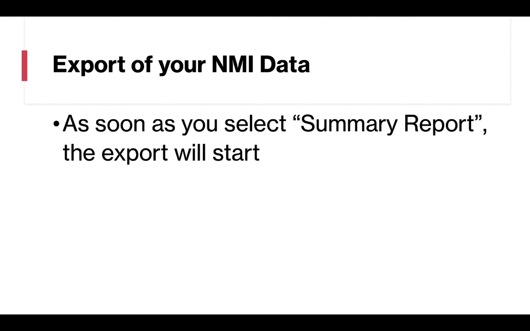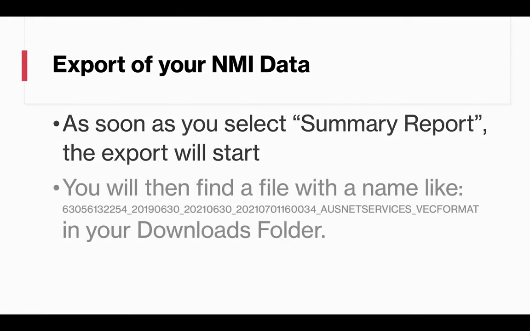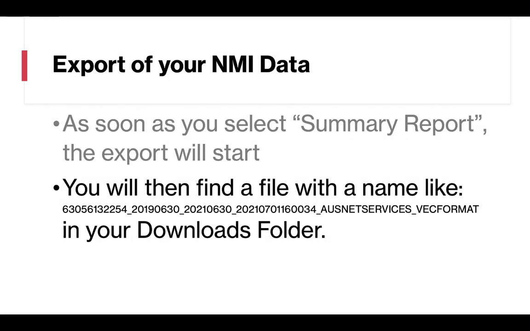The 2 years of your half-hourly readings for your imports and exports will come into a file, and very soon thereafter, because it's only a fairly small file, you'll find a file with a long convoluted name with lots of numbers, saying something like AusNet Services VEC format. That'll be in your downloads folder. Once you download it, bring it across to your desktop or some folder you're working in.